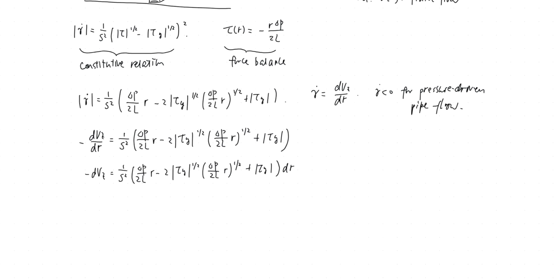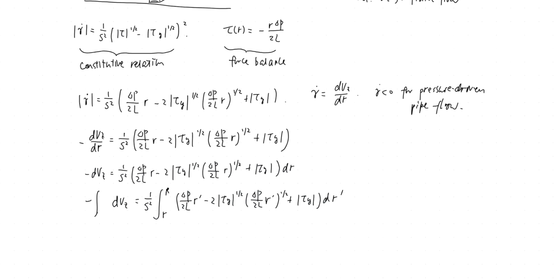So let's rotate this way. We integrate from little r to capital R. Here we use r prime just because r has already been used as the limit of integration.